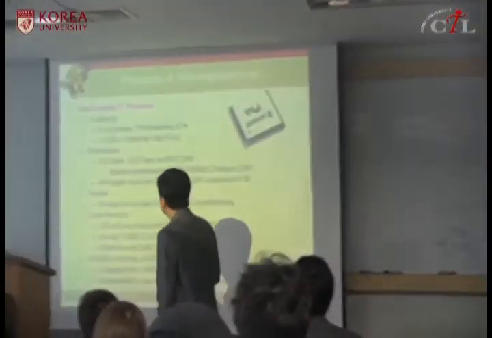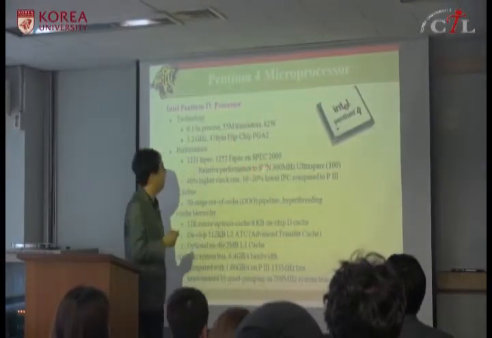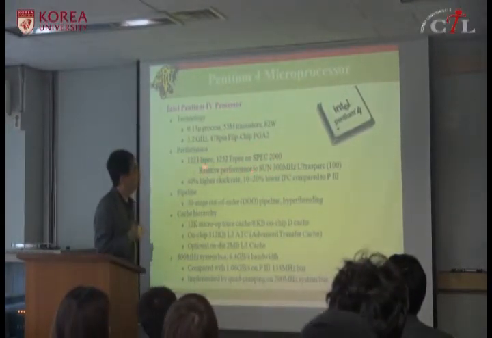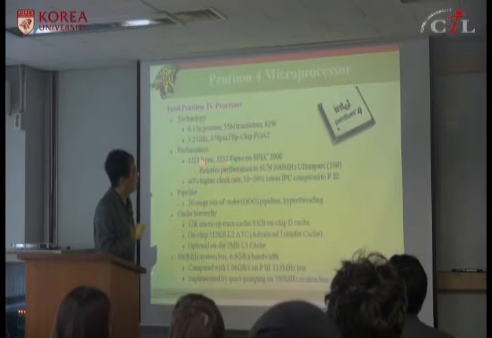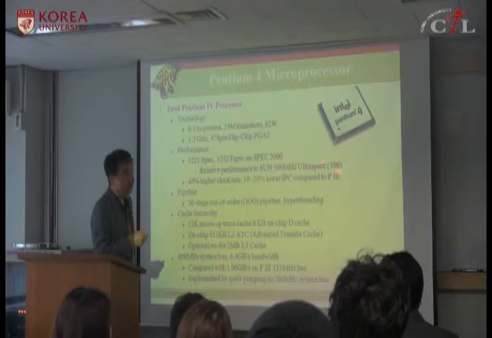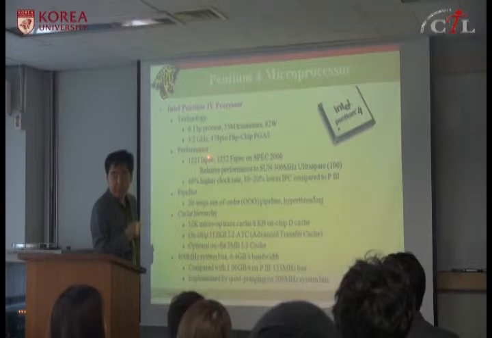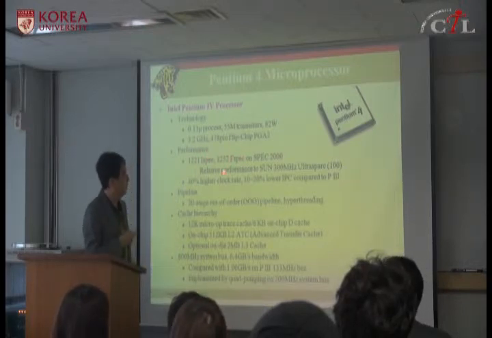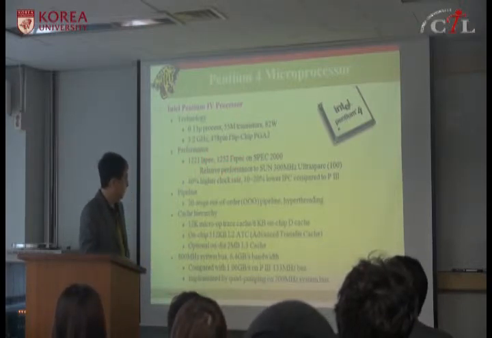So the Intel Pentium 4 is based on SPEC 2000. Their relative performance is this, which means this reference machine's relative performance is 100. So this is about 12 times faster in floating point, which is server, and also for the integer benchmark.